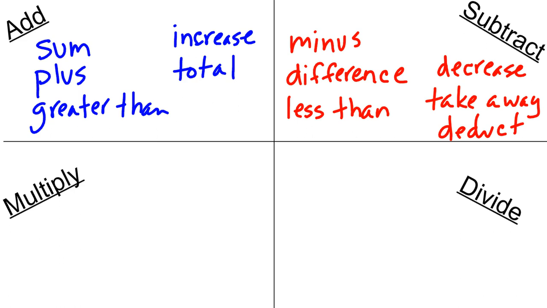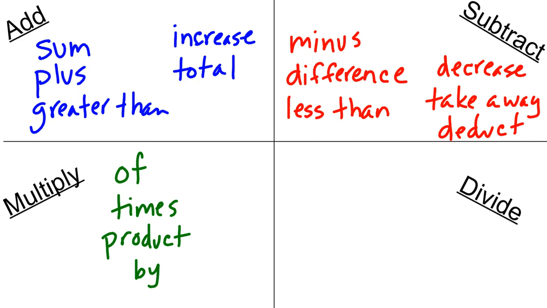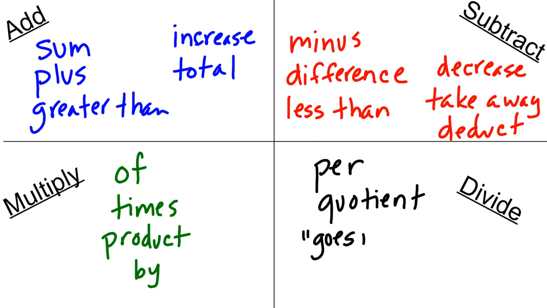We can look at some words for multiply. We see these words, we know they're talking about multiplication: of, times, product, and by. And lastly, for divide, we don't have too many words for divide, but we have a few. We have per, quotient, and sometimes you hear this phrase goes into. That also might come up to play with divide.